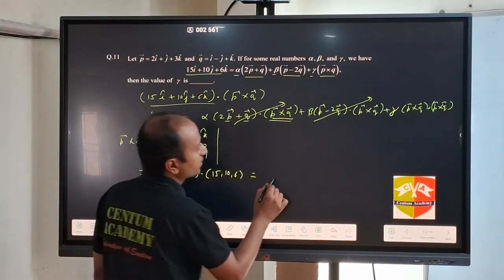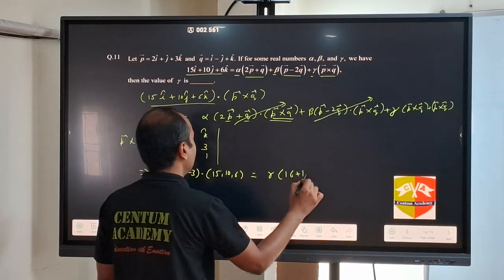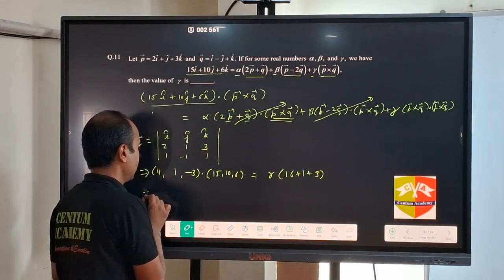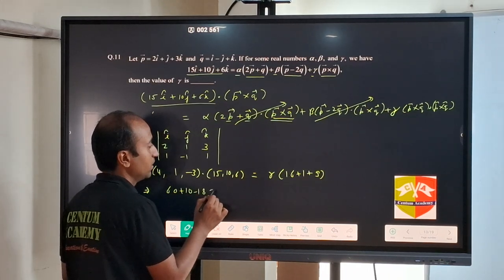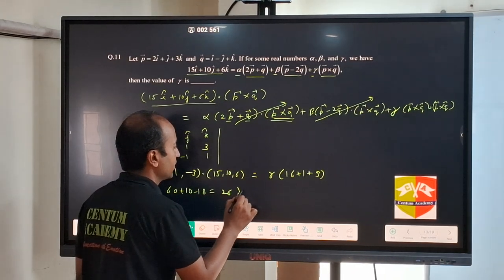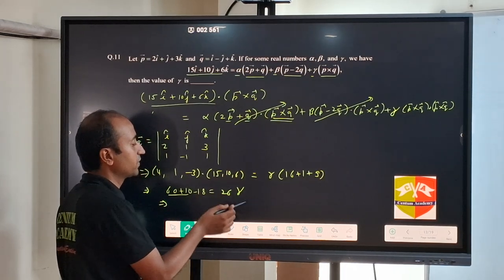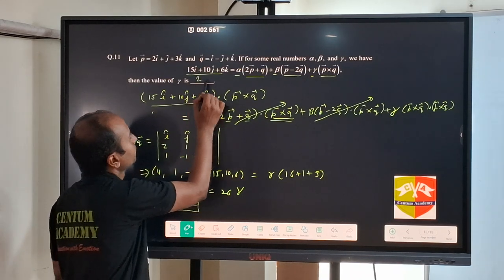6. And on the right hand side we have gamma times its magnitude whole square, which will be 16 plus 1 plus 9, which is 26. And this is how much? This is 4 times 15, which is 60, plus 10 minus 18, equals 26 gamma. This is 70 minus 18, which is 52, and 52 by 26 is 2. So my value of gamma is 2.